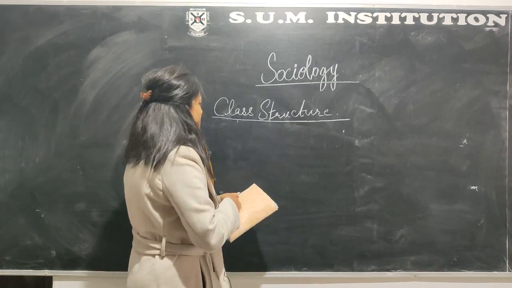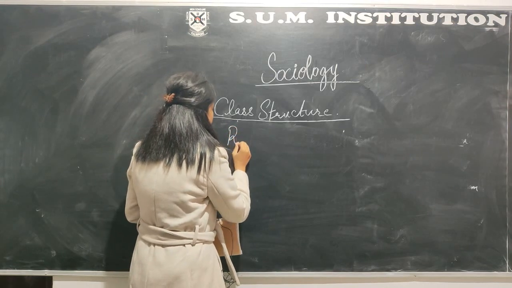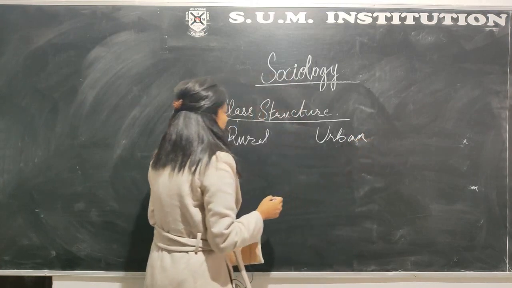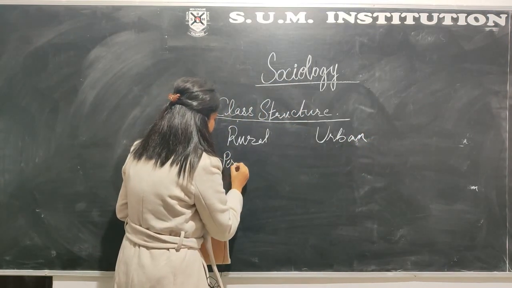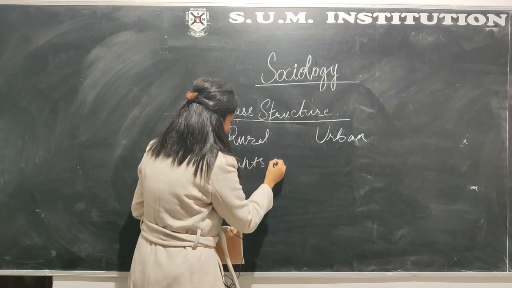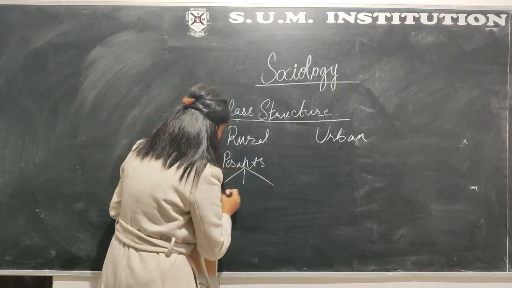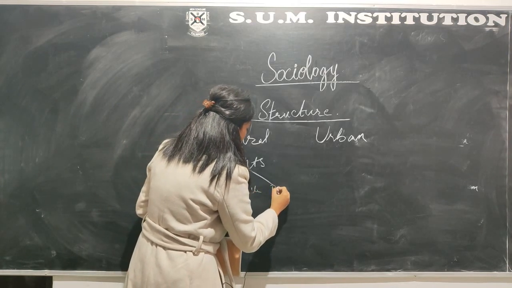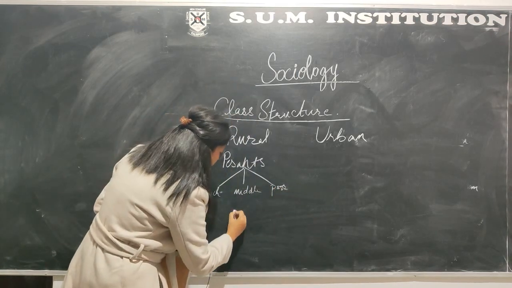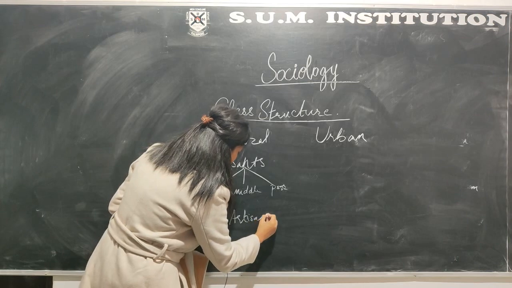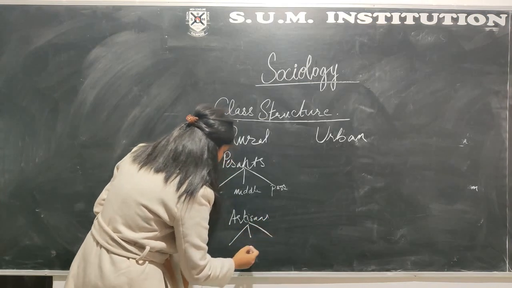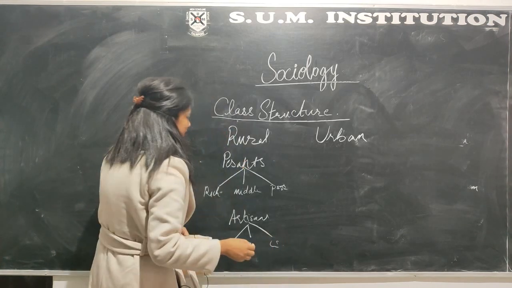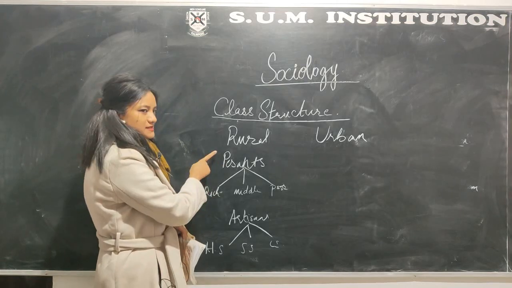So today we did about two class structures, that is the rural and the urban. In the rural class, we talked about the peasants. And even in peasants, there were three categories: rich, middle, and poor. And the next class were the artisans. And they had subgroups: highly skilled, semi-skilled, and low skilled. So we studied about two classes. One is the peasant class and the artisans.